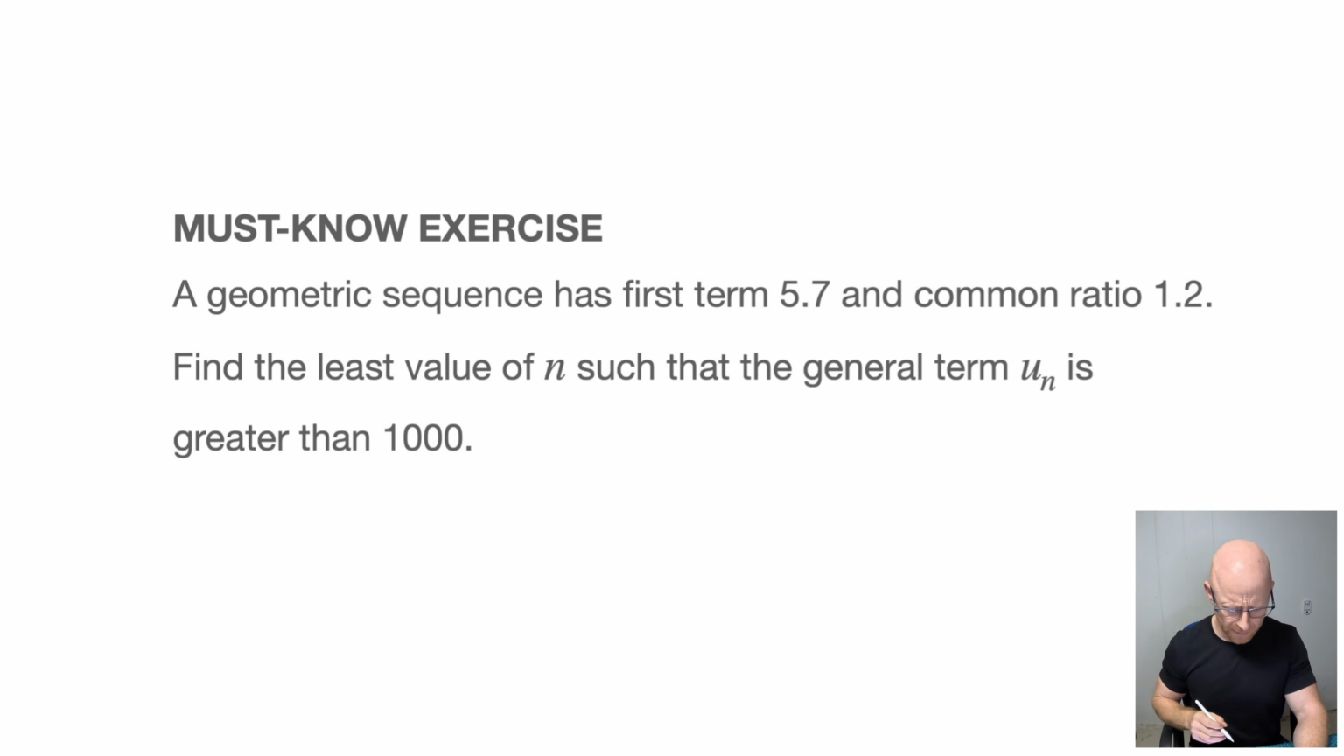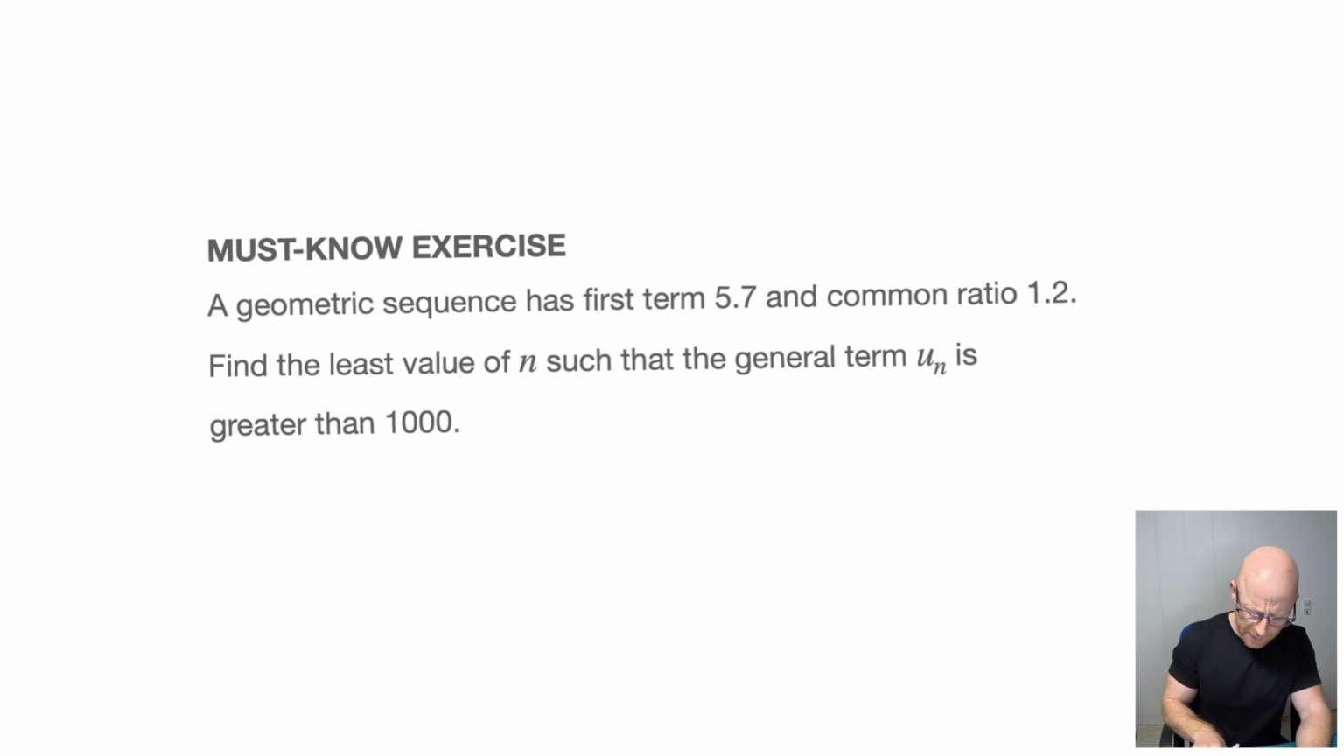So let's go ahead. On the screen here you can see our must-know exercise, and we're told a geometric sequence has first term 5.7 and common ratio 1.2. We're then told to find the least value of n such that the general term, u sub n, is greater than 1000. Now, if you're up for it, before watching the rest of this video, go ahead and press pause and try solving this on your own. Either way though, let's get started.